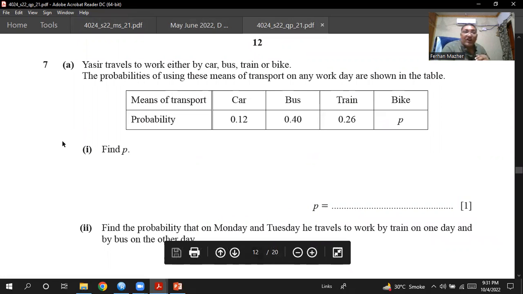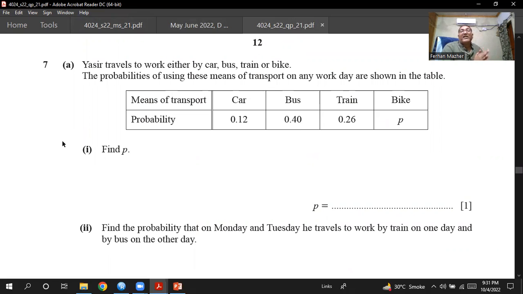It says Yasir travels to work either by car, bus, train, or bike. The probabilities of using these means of transport on any workday are shown in the table. By car, the probability is 0.12. By bus, the probability is 0.40. And by train, its probability is 0.26. What is the probability of going by the bike? It is represented with the P.